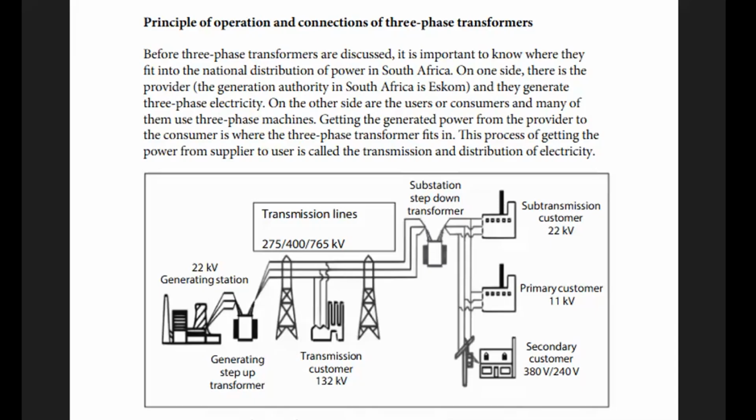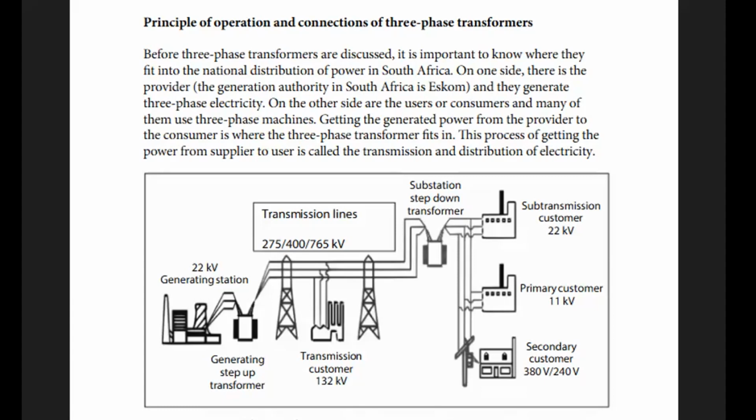Getting the generated power from the provider to the consumer is where the 3-phase transformer fits in. So it's used for stepping up the voltage and stepping down the voltage. So with this system, the power is generated at Eskom at 22 kilovolts. It is then stepped up. So we step up the voltage to the voltages as seen on the screen, and then we step down the voltages when we get very close to the consumer. And those are the voltages that can be seen there at the substation, right?